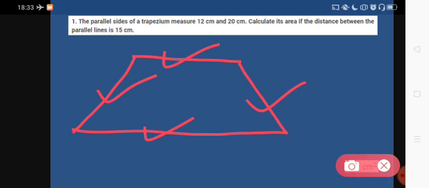Here the parallel sides of the trapezium measure 12 and 20, right? Calculate its area if the distance between the parallel lines is 15. This is 15, the perpendicular or height or distance between the parallel lines. Now we can find the area of the trapezium. What is the formula for this?